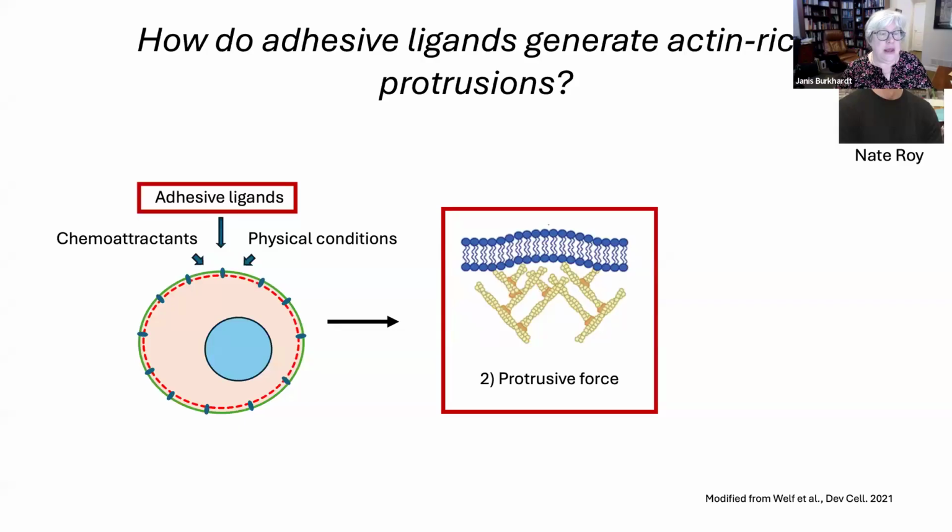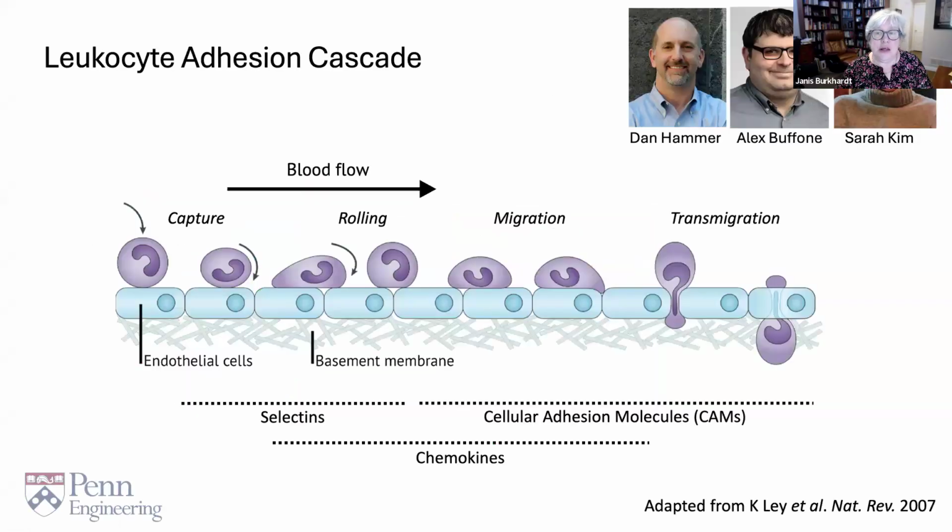And so Nate began thinking about how adhesive ligands, integrin ligands in particular, allow cells to generate protrusive force. And when we started down this road, we were interacting a lot, and still are, with the lab of Dan Hammer in Penn Engineering and his postdoc Alex and graduate student Sarah. And Dan's lab really focuses on the leukocyte adhesion cascade, this process through which cells tether and roll and migrate along the endothelium and then pass through.